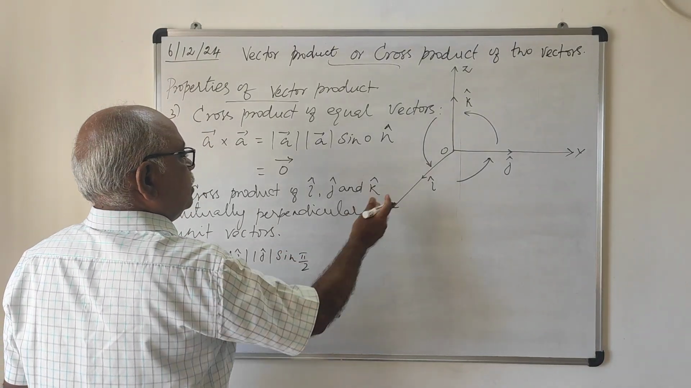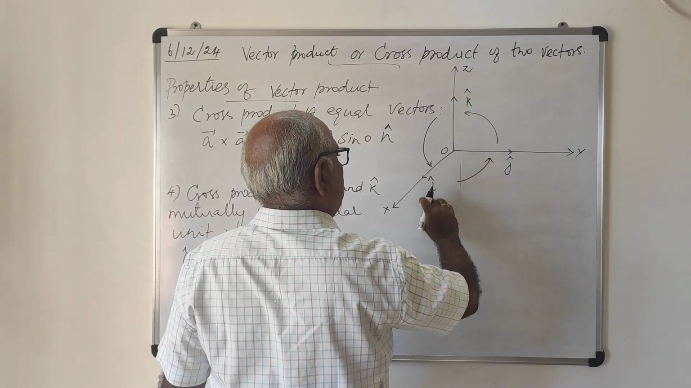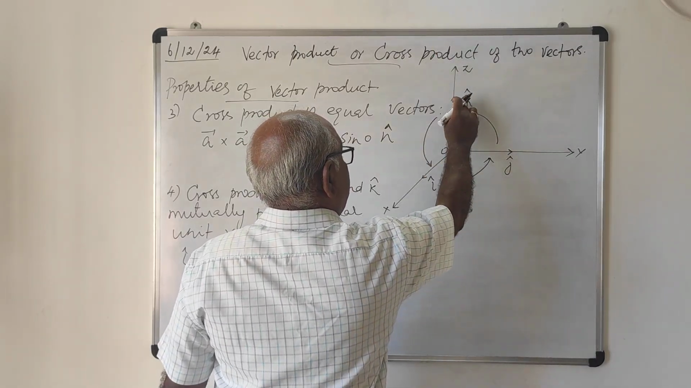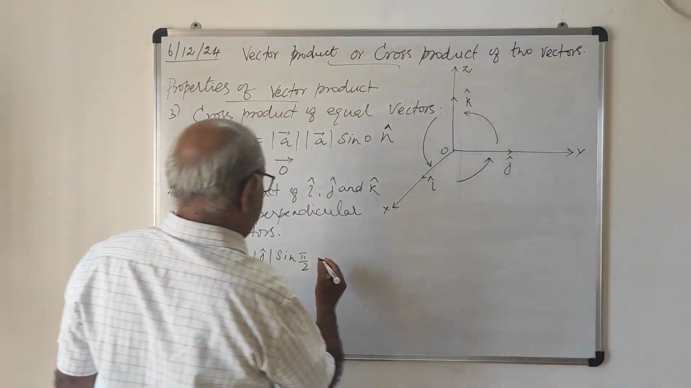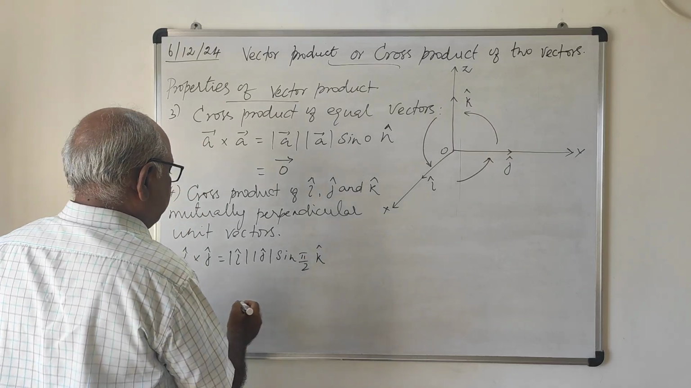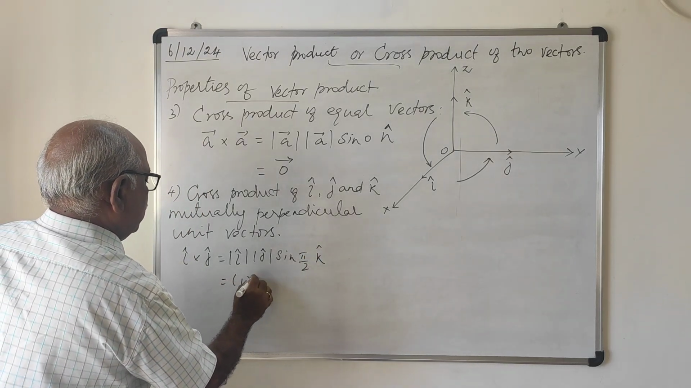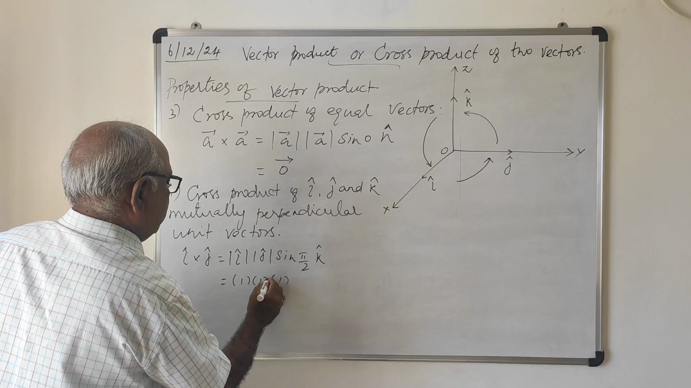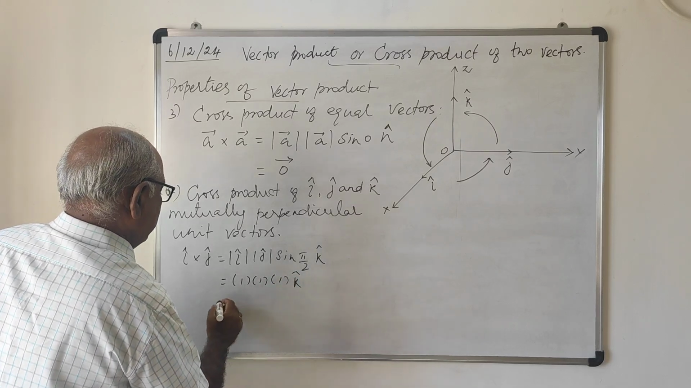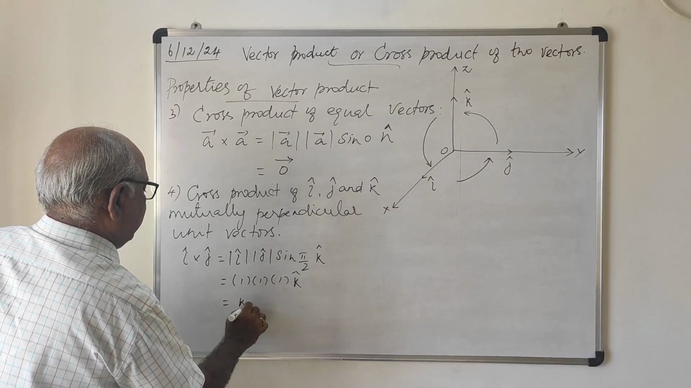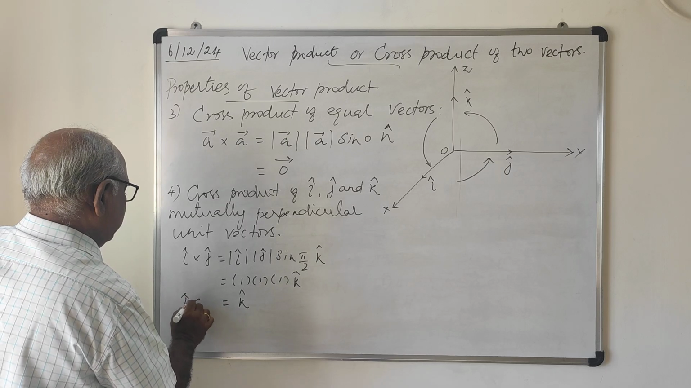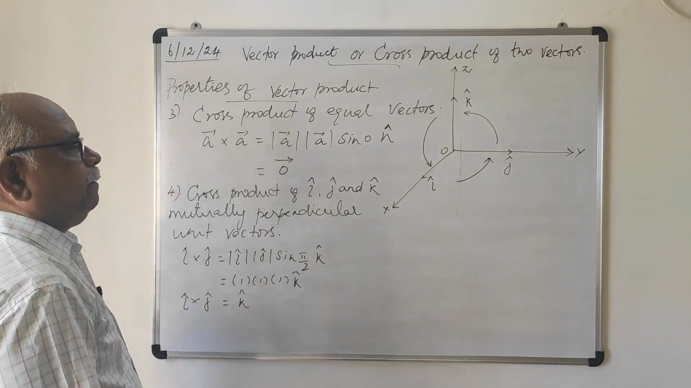Then sin into the unit vector perpendicular to both I and J, which is K cap. Mod of I is 1, mod of J is 1, sin 90 is 1. You get K cap only. So I cross J is K. That's our result.